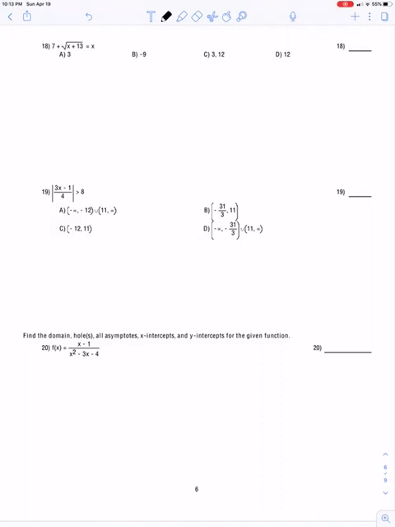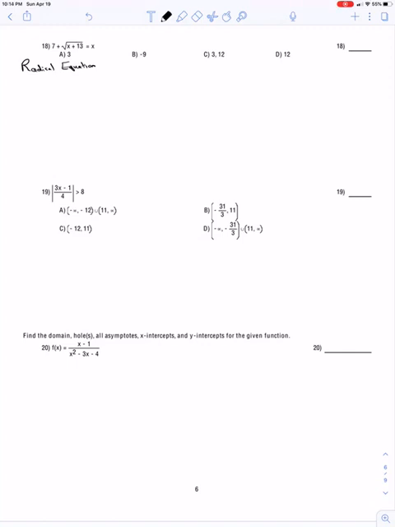Alright, let's take a look at number 18. We just got done solving a rational equation. Now we'll solve a radical equation. So we got our variable showing up inside the square root in this problem. So we got a variable in the radical. With that said, we're going to have to figure out how to get it out of there.